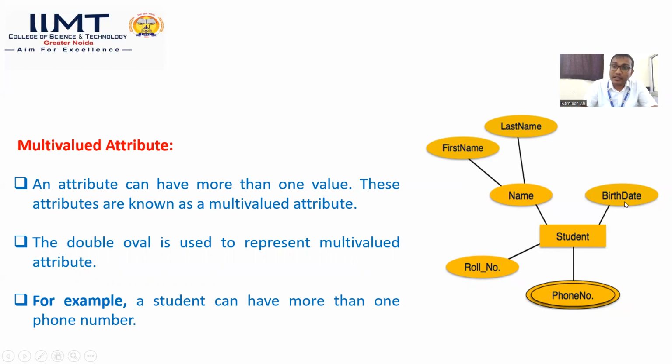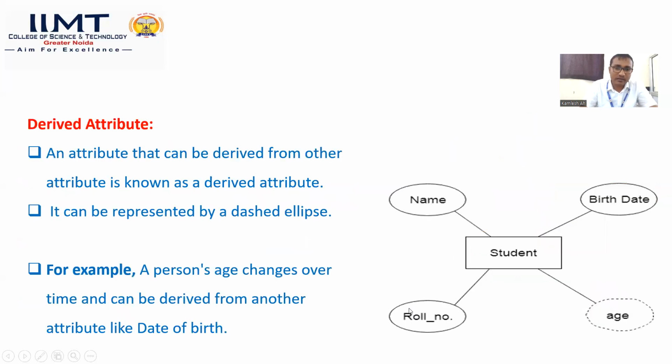Date of birth is a single value. Name is a simple attribute, and first name and last name together form a composite attribute. Roll number we can say is a key attribute, though it may or may not be a key attribute. It depends on the user which column, which attribute is selected as the key attribute. So a student can have more than one phone number. This is the simplest example.